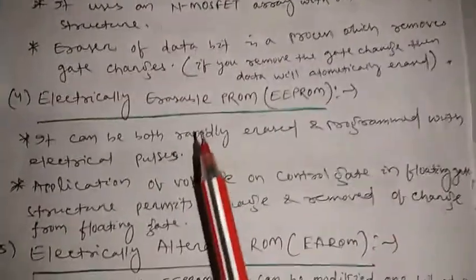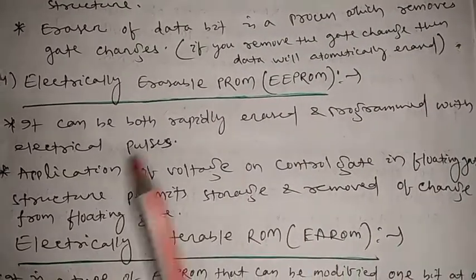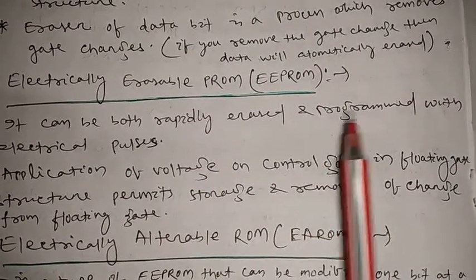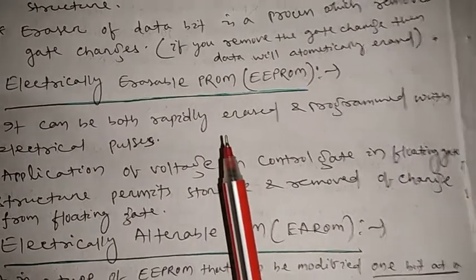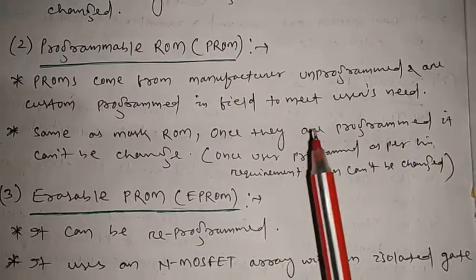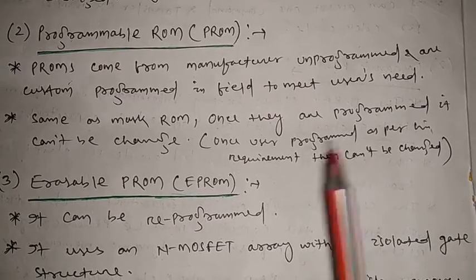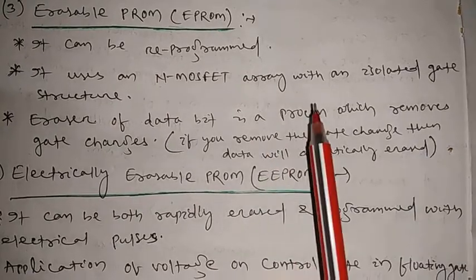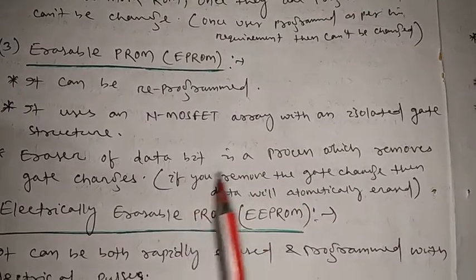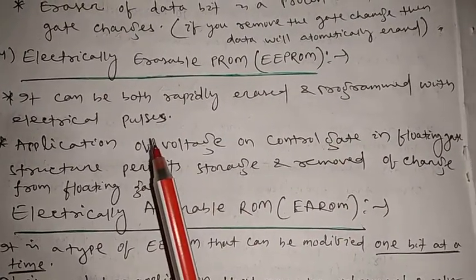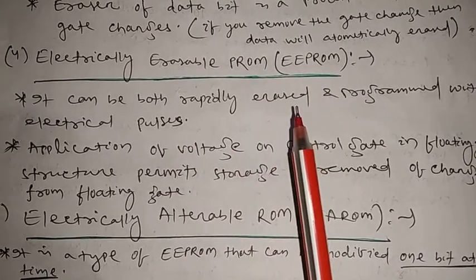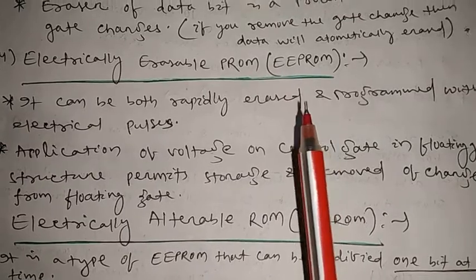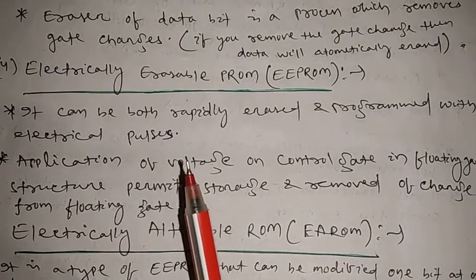Okay. Next, electrically erasable programmable read-only memory. It can be both rapidly erased and programmed with electrical pulses. So in programmable ROM, what happened? It came unprogrammed, but once we program it, we can't erase. Here it can be erased repeatedly and reprogrammed with the help of an eraser. But in electrically erasable ROM, we can reprogram the memory rapidly, and also erase the data rapidly by the help of electrical pulses.